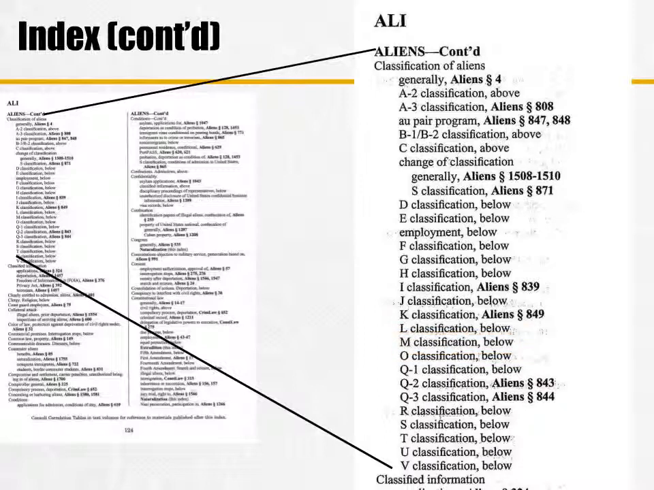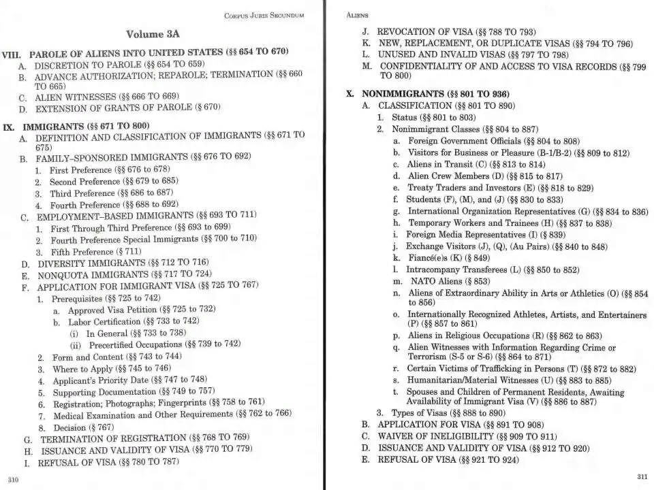Here, since you don't know exactly which classification the friend is, and you're mostly looking for a little background information, you decide to look at the Classification Generally topic, which the index says is located at Aliens, Section 4. Now that you know that your main topic is aliens, you can go to that volume of the encyclopedia that contains that topic and pull it off the shelf.